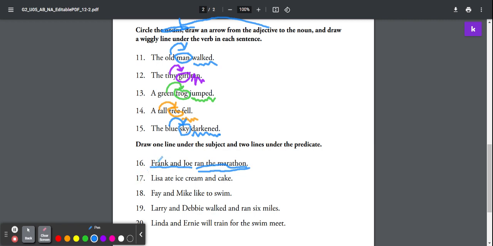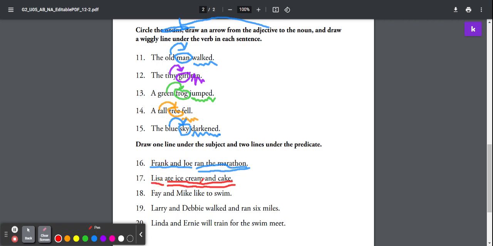Number 17. Lisa ate ice cream and cake. Who is this sentence about? Lisa. So I need one line under Lisa, one subject. And what did Lisa do? She ate ice cream and cake. And I have a compound predicate. So number 16 I had a compound subject. Number 17 I have a compound predicate.